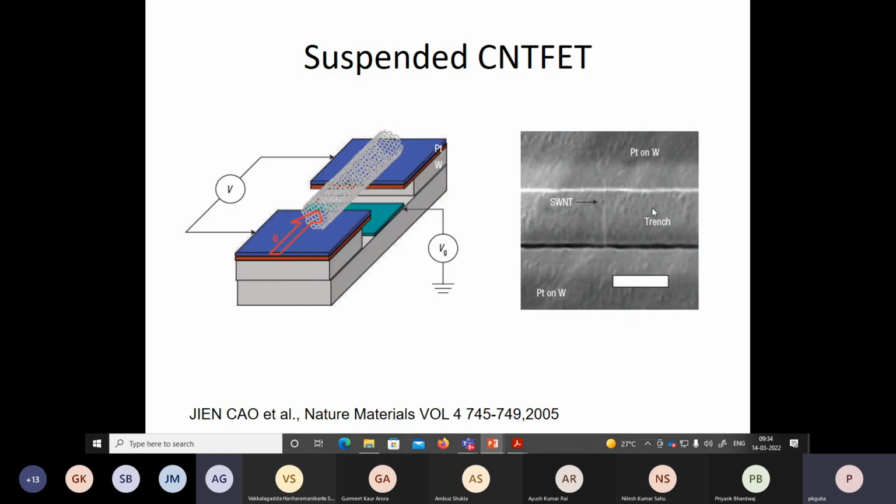And then there are other FET-like structures, like suspended CNT FET, where CNT is suspended. Okay, so it is not directly on the substrate, so you see there is an air gap between the substrate and the CNT, so it's like floating or suspended. Okay, and so on and so forth. So there are different kinds of CNT FET structures. We will discuss this in tomorrow's class, right?